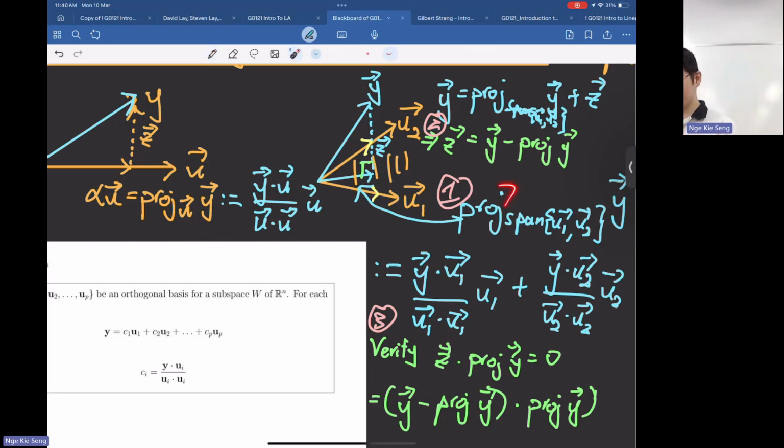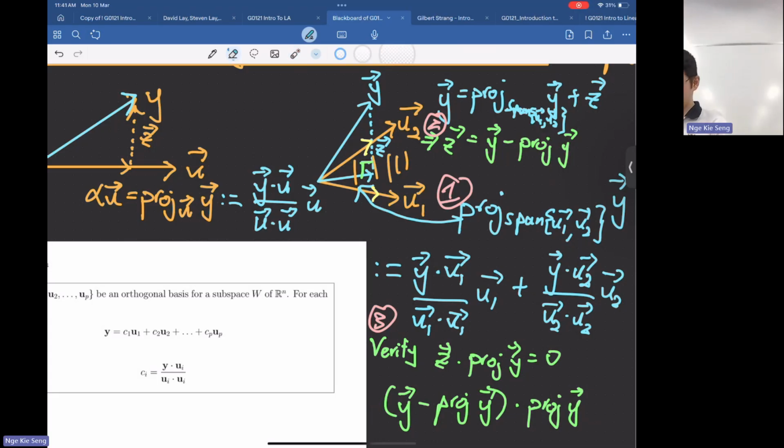I first come up with this proj definition, and then I try to find the z. I can find it because I just take the difference, y minus this proj. Now my question is, do we really get this z at 90 degrees, as orthogonal to my proj or not? I need to verify that. So I need to compute this y minus proj y.